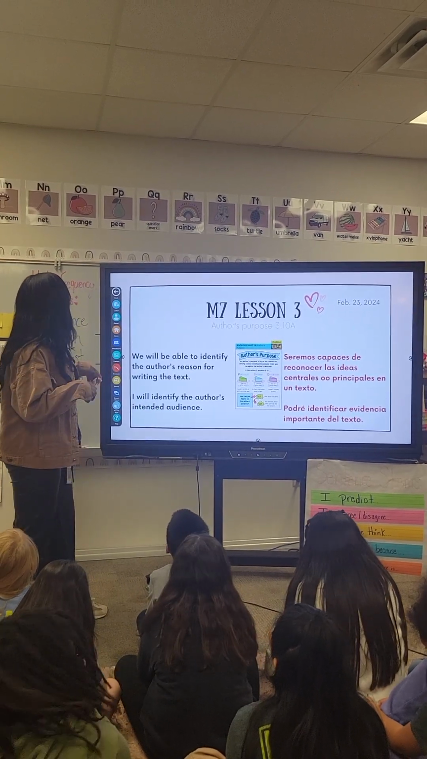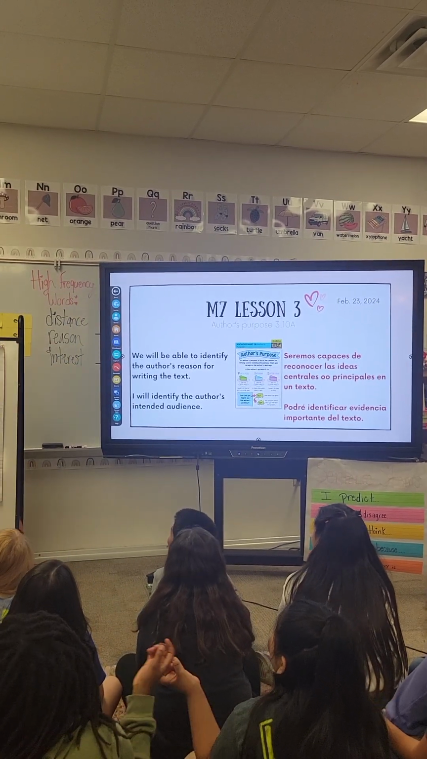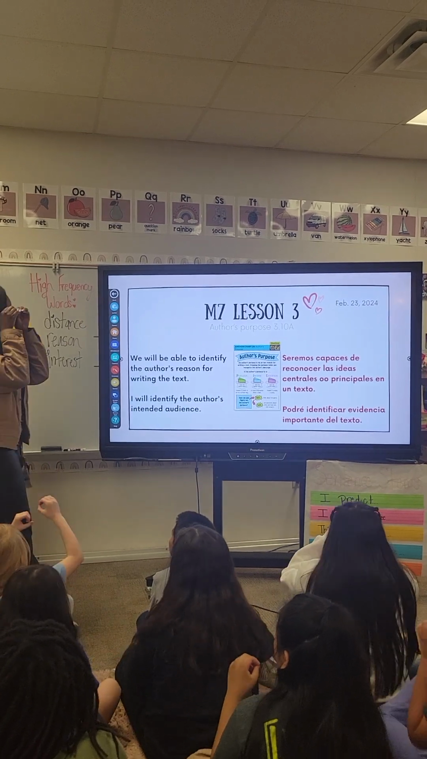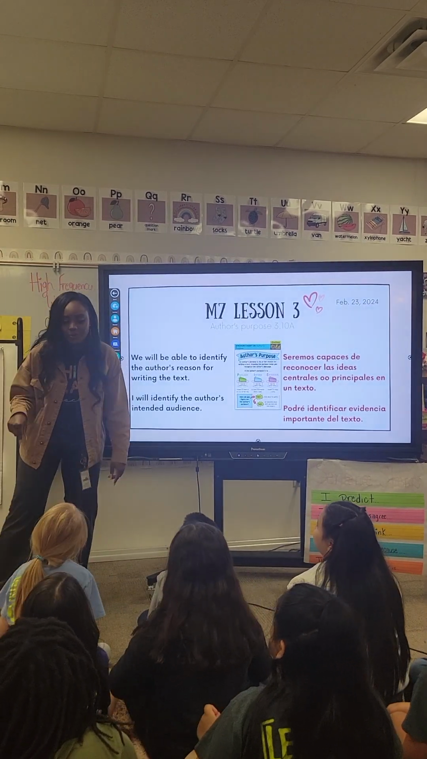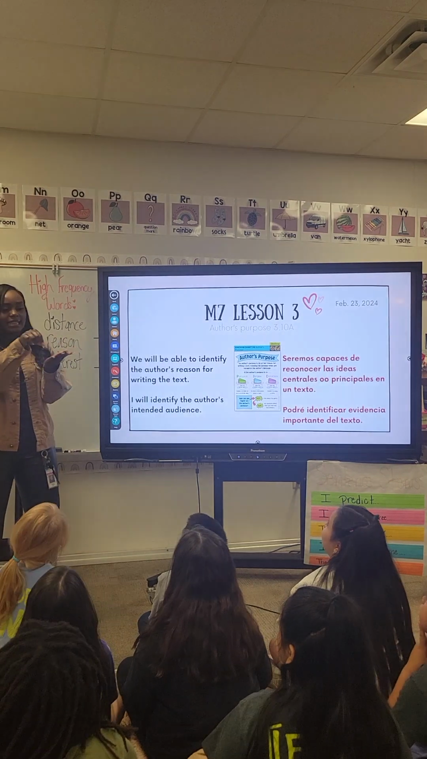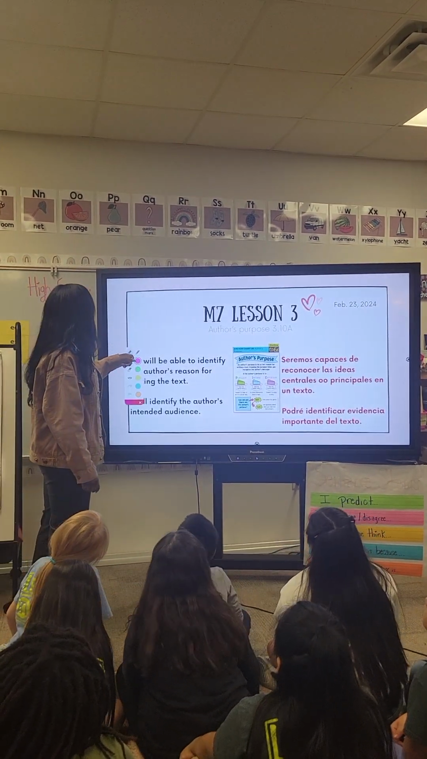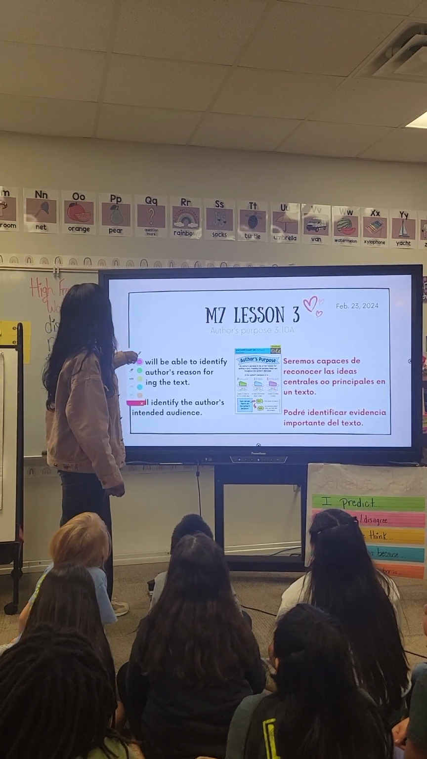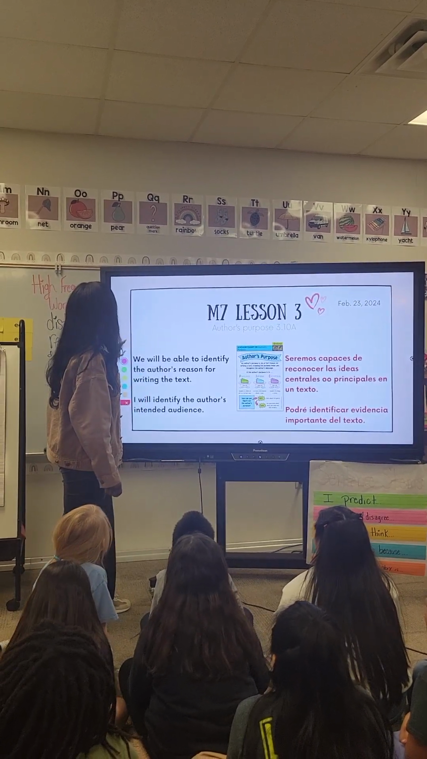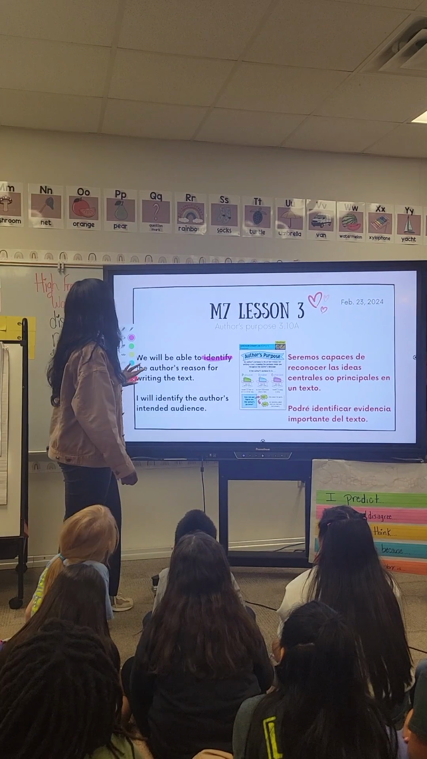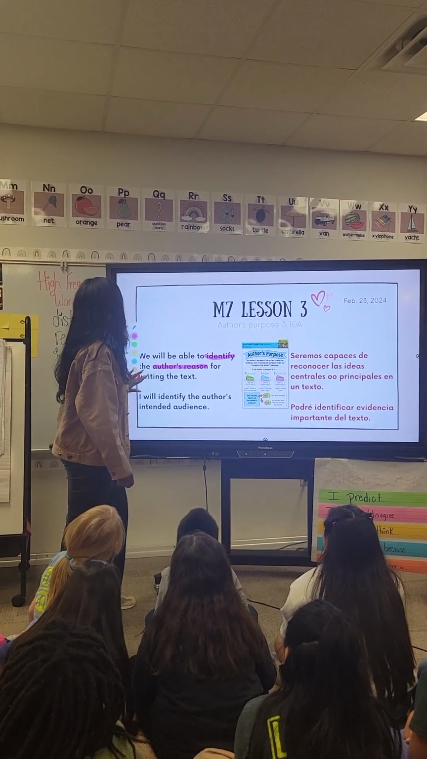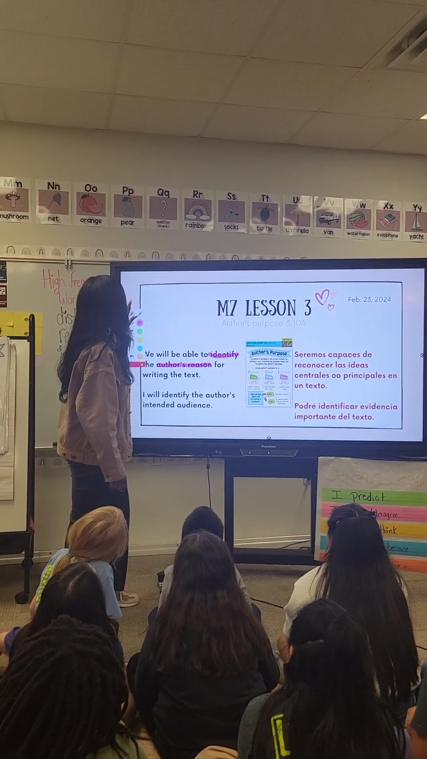So we will be able to identify the author's reason for writing the text. What do I need to highlight? What are my keywords? Identify author's reason writing the text.